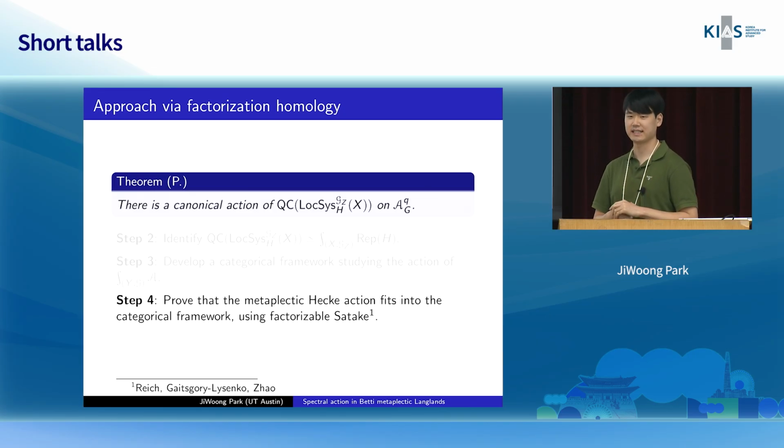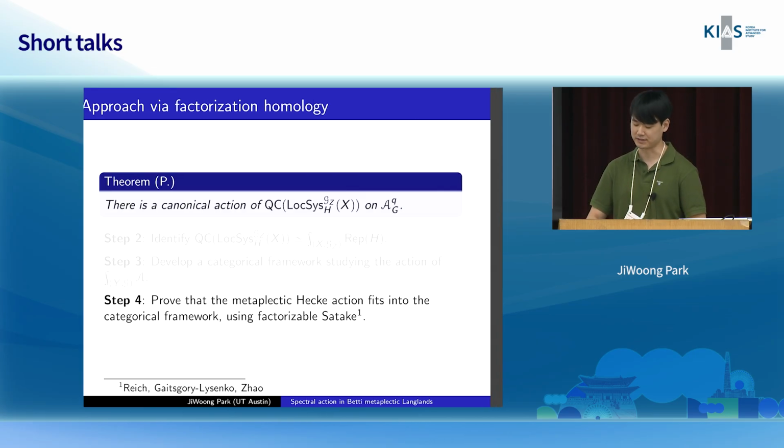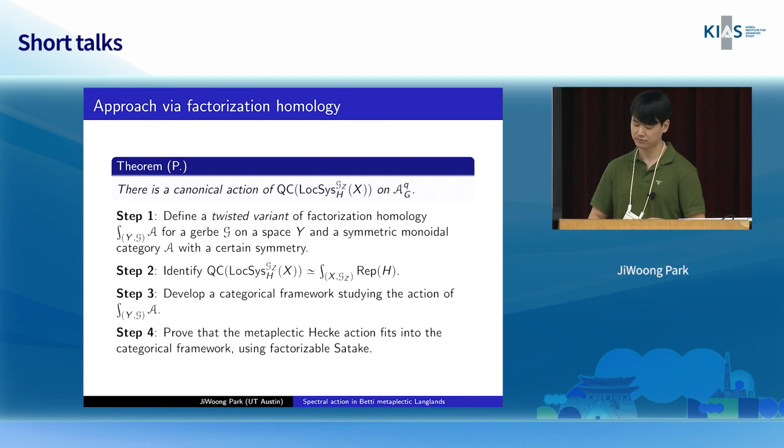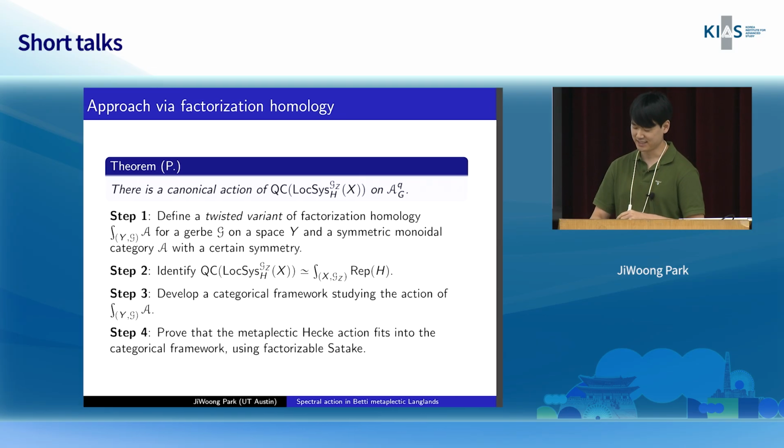Finally, we prove that the metaplectic Hecke action actually fits into our categorical framework, and this requires some input from factorizable Satake, the metaplectic version of factorizable Satake. So yeah, combining all this, we can spread AQG over the stack of twisted local systems. And one way to understand the metaplectic geometric Langlands is to describe this sheaf of categories. Okay, thank you.